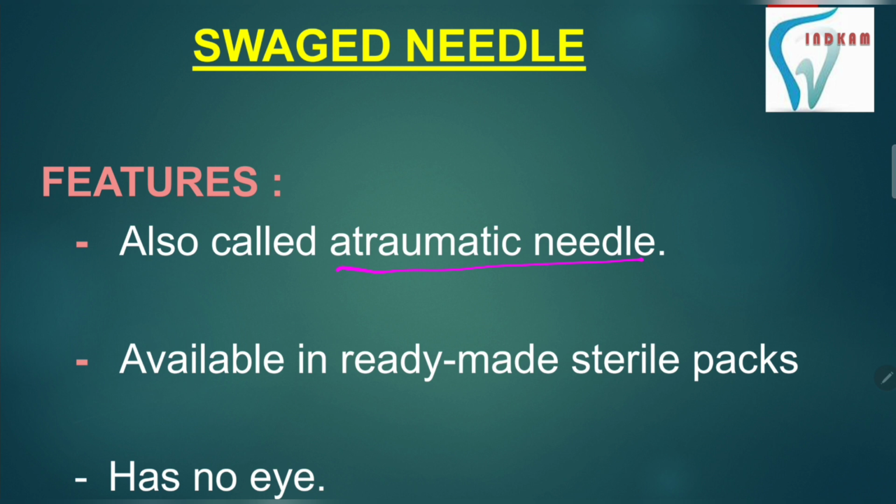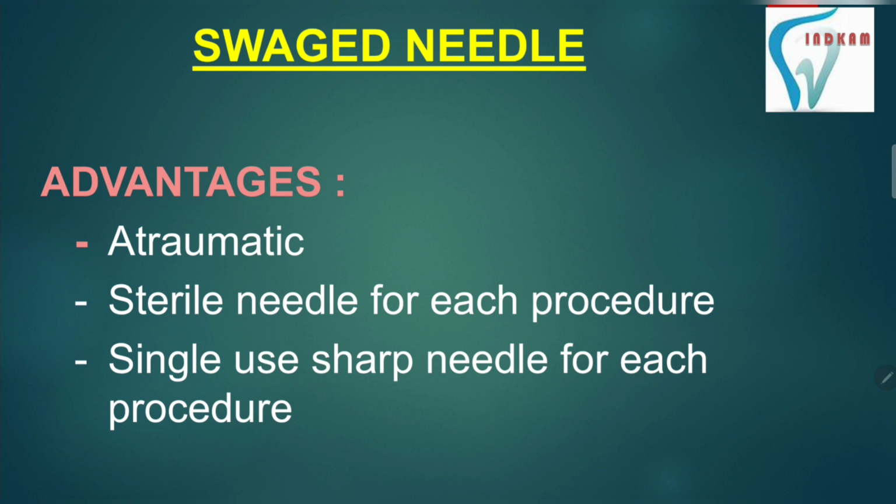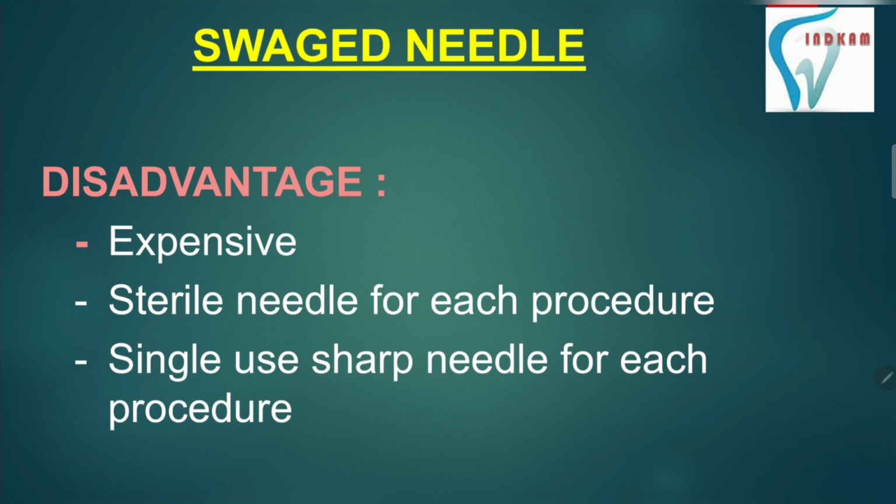Swaged needle. Swaged needle is also called atraumatic needle, and like the eyed needle, it is available in ready-made sterile packs and it has no eye. The advantage is it is atraumatic. Sterile needles for each procedure are available. Single use sharp needle for each procedure, unlike the eyed one. There are certain disadvantages of swaged needle because it is expensive, because needle and material have to be discarded after each and every use.